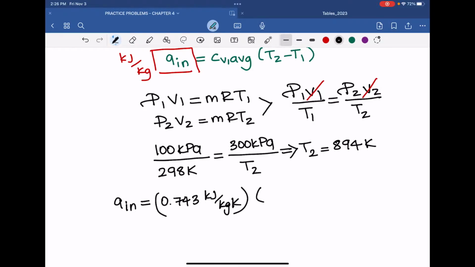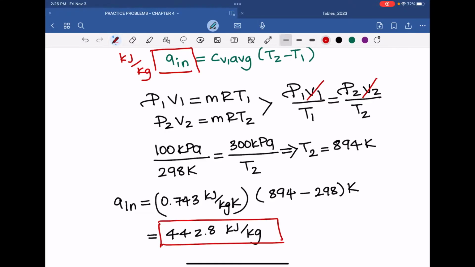And we also know the temperature difference. This tells us this is the value of the heat interaction per unit mass: 442.8.